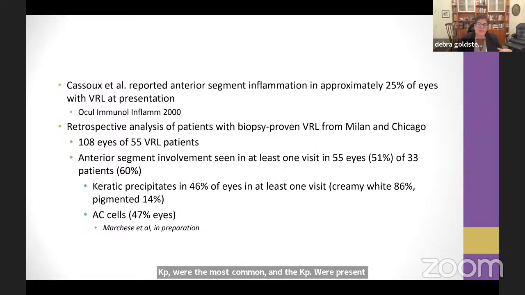And most commonly, these were creamy, large white KP, but in some cases, these were pigmented. And we did see AC cells as well in almost half the eyes. So I urge you, if you see a patient with chalky white cells in the vitreous and you're suspecting VRL, don't discount vitreoretinal lymphoma because of the presence of KP.